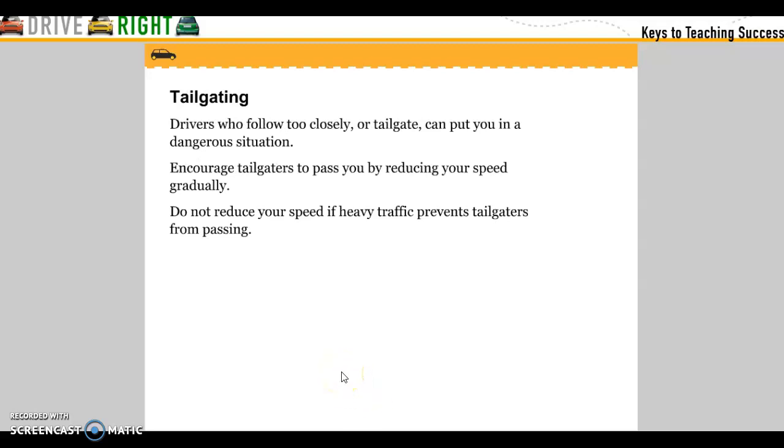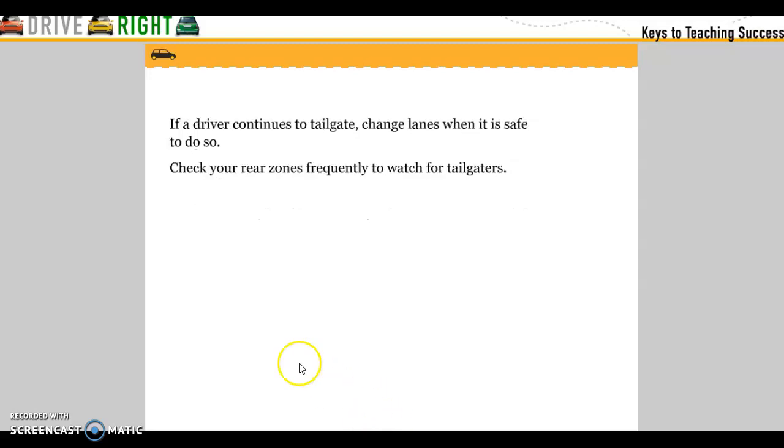Tailgating. Drivers who follow too closely, or tailgate, can put you in a dangerous situation. Encourage tailgaters to pass you by reducing your speed gradually. Do not reduce your speed if heavy traffic prevents tailgaters from passing. If a driver continues to tailgate, change lanes when it is safe to do so. Check your rear zone frequently to watch for tailgaters.